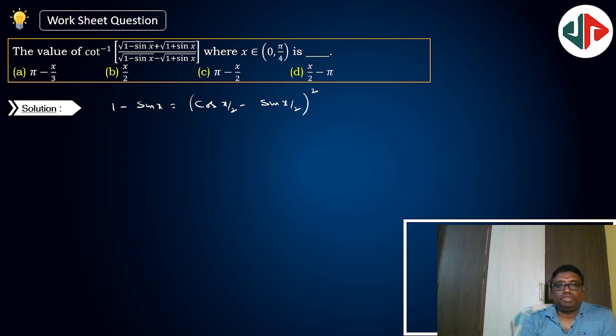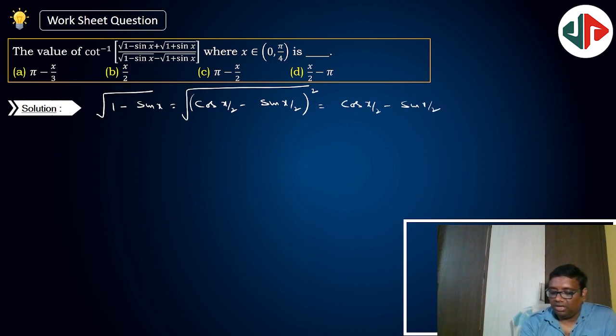Here x is lying between 0 to pi by 4, so x by 2 also lies in this range. In 0 to pi by 4, cos is always greater than sin. So the square root of 1 minus sin x is cos of x by 2 minus sin of x by 2. Similarly, under the root of 1 plus sin x is nothing but cos of x by 2 plus sin of x by 2.